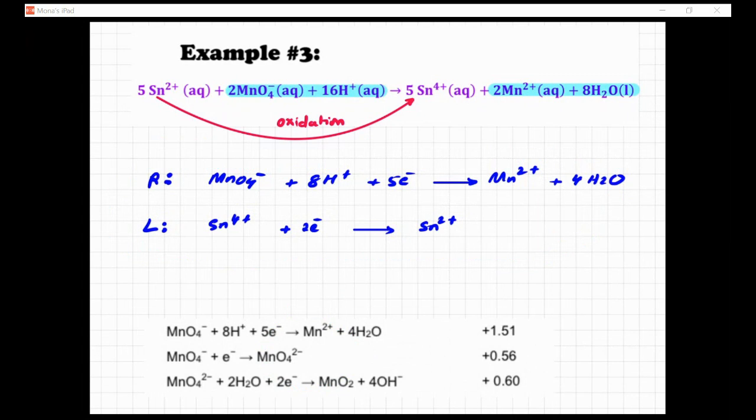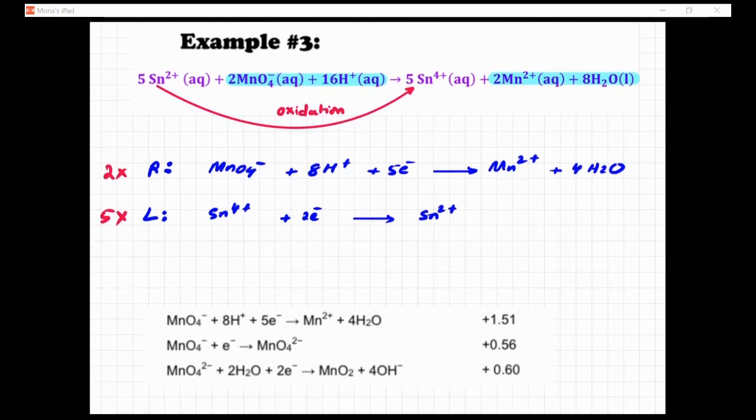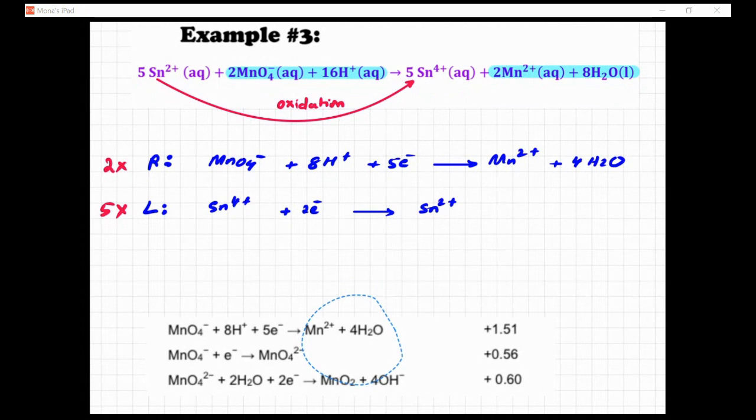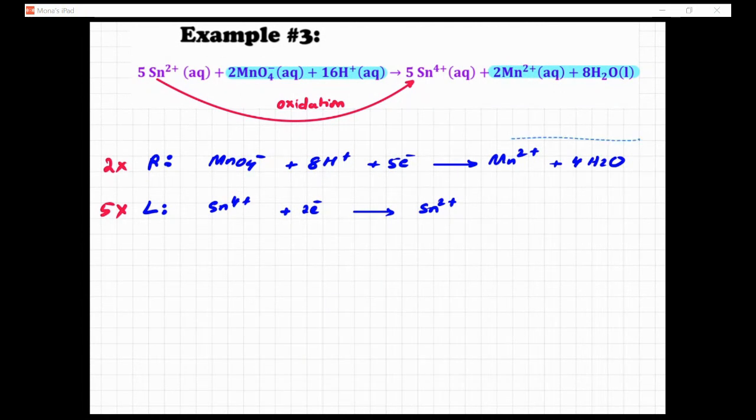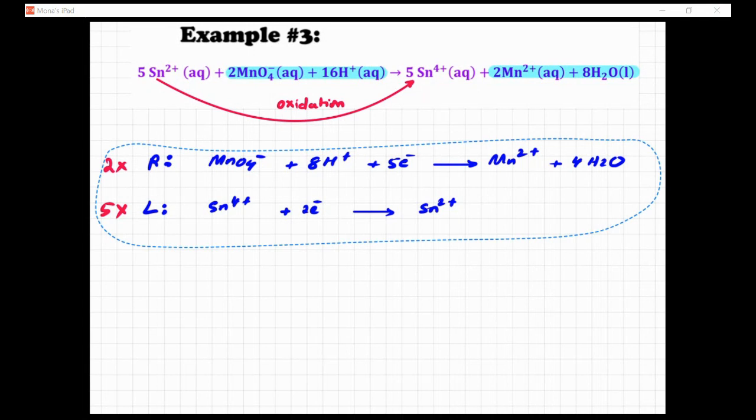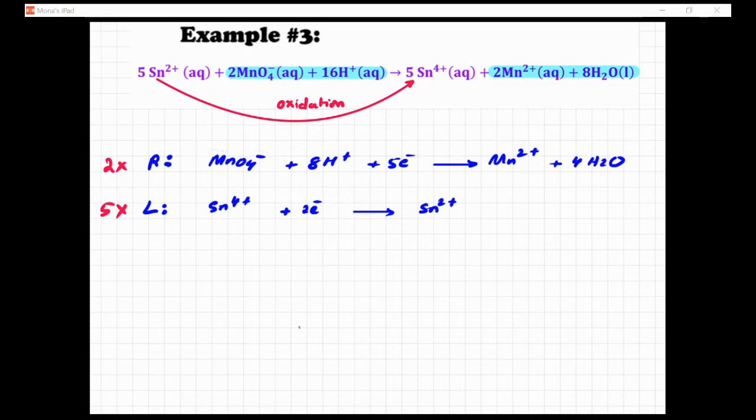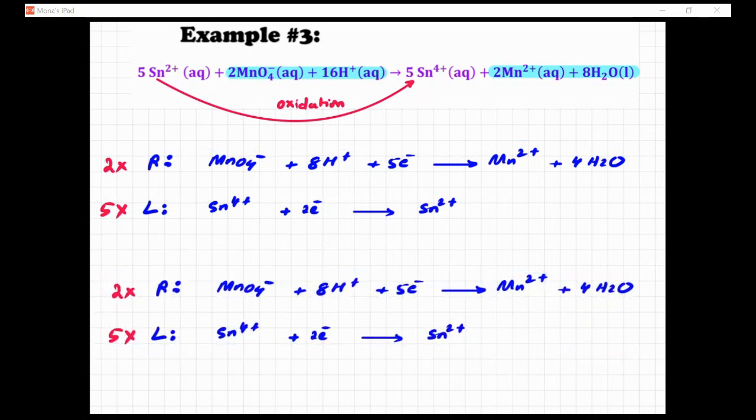So we are going to multiply by what? You could see this is 5 here, and this is 2. So I will have to multiply reaction number 1 by 2, and reaction number 2 by 5, so as to get a match between the number of electrons. So if I multiply by 2, I will go down and copy. Now our reactions here are going to be like that.